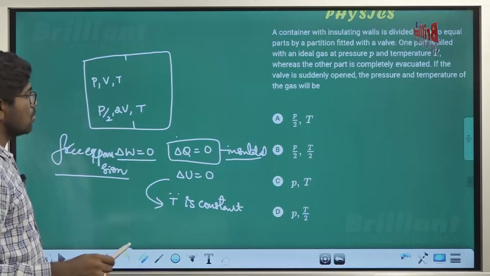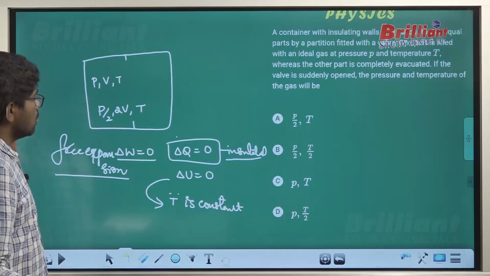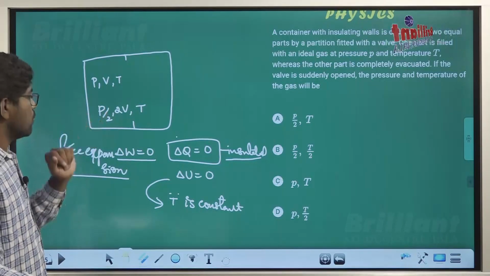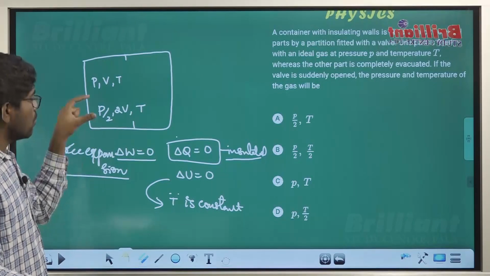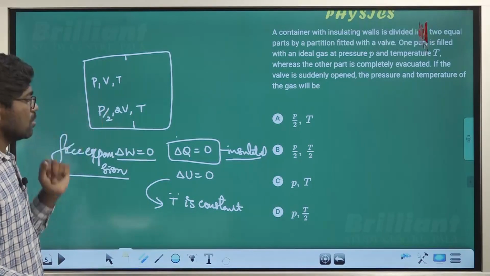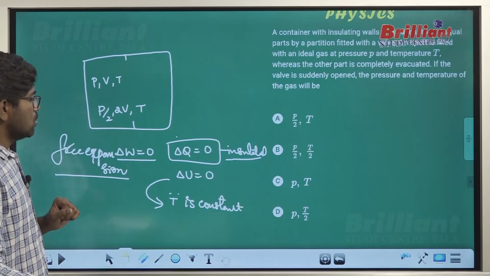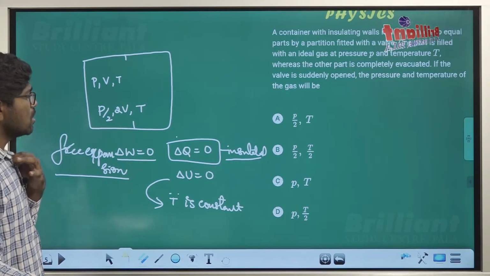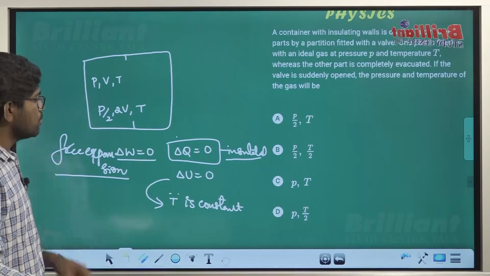Right? Yes or no? Temperature is constant. Volume is increasing 2 times, so pressure will decrease by half. So pressure becomes P by 2, volume becomes 2V. That's it. So whenever they say there is a free expansion, just keep it in mind, temperature is constant.